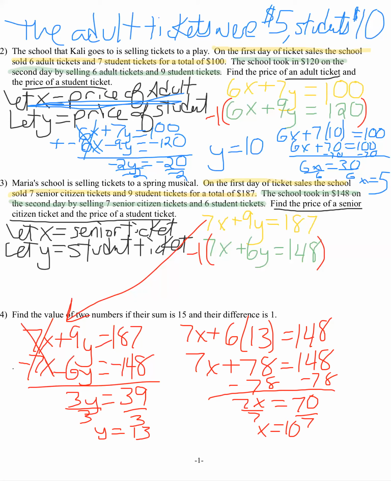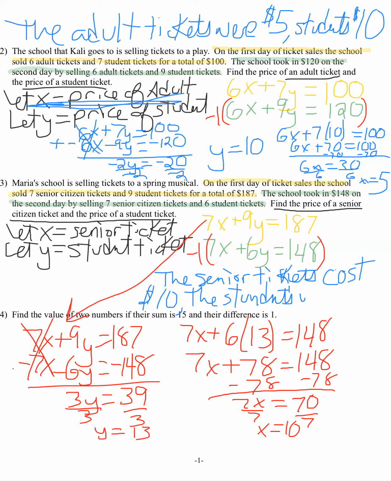So then just give me a sentence wherever you can find a spot or a phrase or whatever you can do. So I'm going to say the senior tickets cost X, which was 10, so they were $10. The students, they are Y, so that would be $13. Okay, and there is my answer to that.